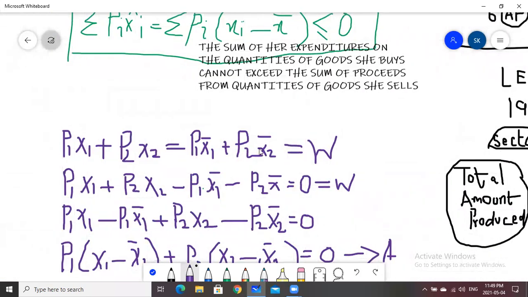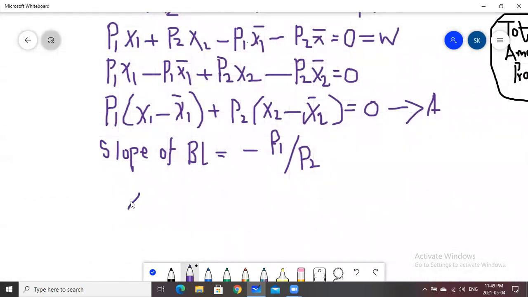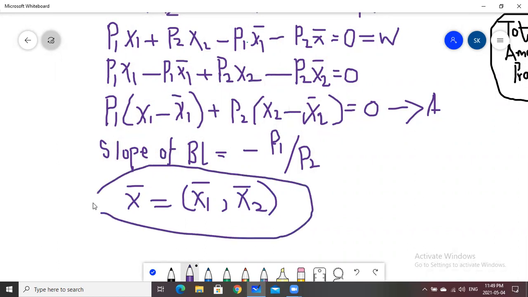So the slope of the budget line is minus P1 upon P2, and it must pass through X bar, the bundle of goods X1 bar and X2 bar. That is, good 1 consumed is X1 bar and good 2 consumed is X2 bar. This is the endowed bundle. Whatever prices she faces, the consumer will always have the possibility of consuming her endowment.